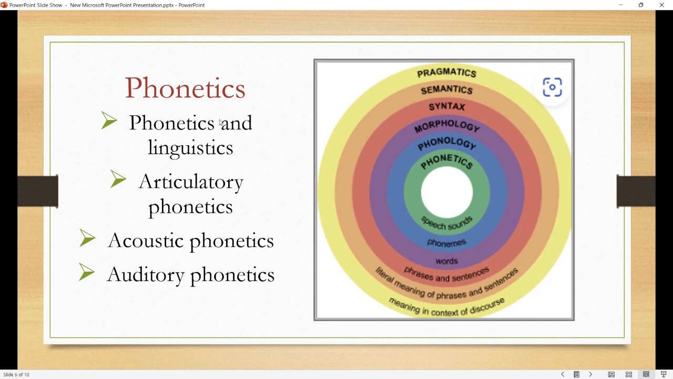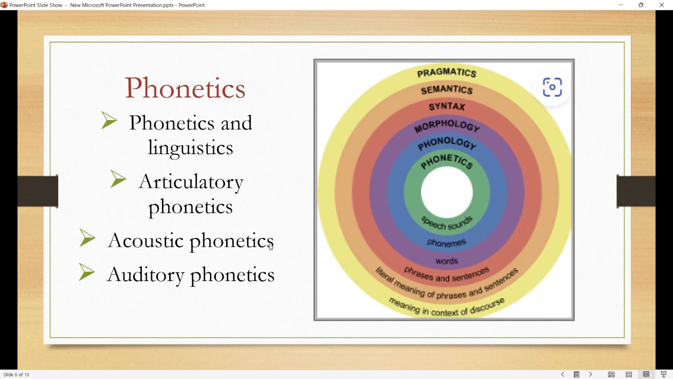Phonetics and linguistics. Phonetics studies speech sounds from different viewpoints and is broken down into three categories that are studied in linguistics. Or we can say that modern phonetics has three branches. Articulatory phonetics, which addresses the way sounds are made with the articulators.